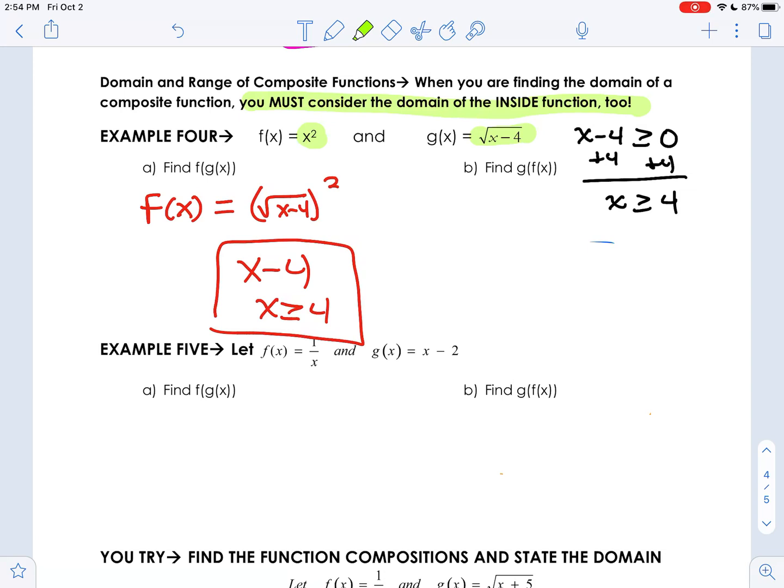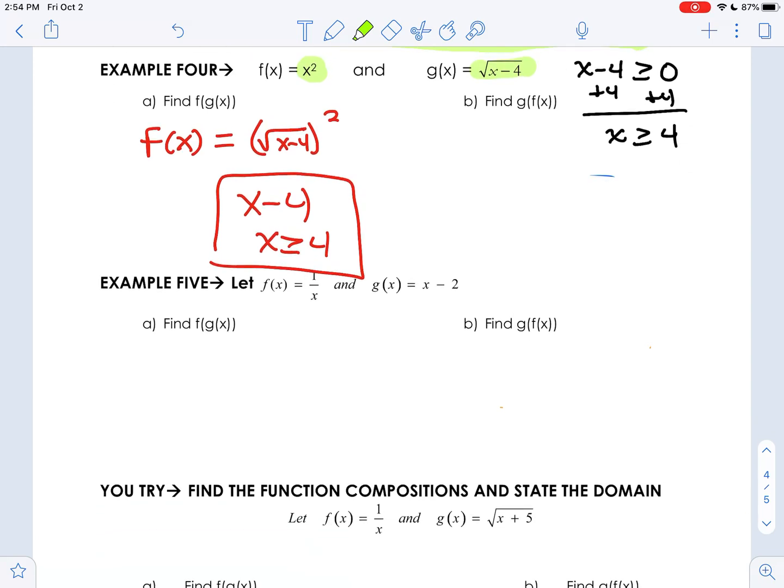Now, usually we don't worry about the radicals. We more or less talk about the fractions is what you're going to see at our level. We'll get more into the radicals in advanced algebra. So let's look at one more example.